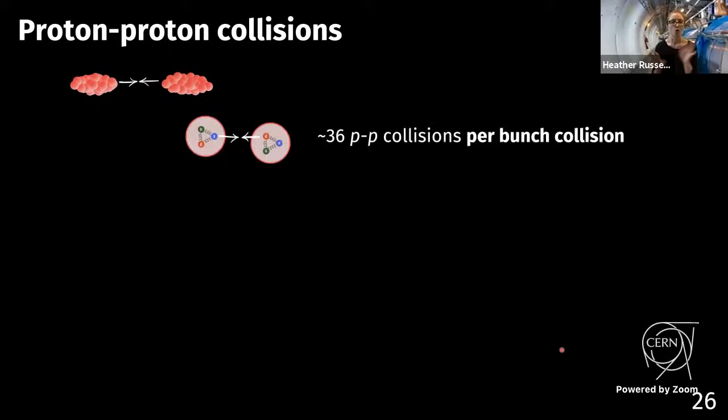Since there are so many protons per bunch, right, 10 to the 11, big numbers, we actually get about 36 unique collisions each time two bunches collide. This might seem hard to deal with, like how do you keep track of which one, what came from where, and do they mix? But it's okay. It's actually a good thing because most of these collisions are not very exciting. And the more collisions we get, the higher chance we have of actually producing really rare particles.